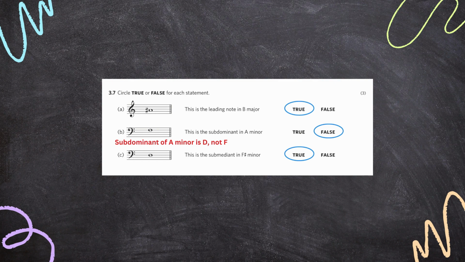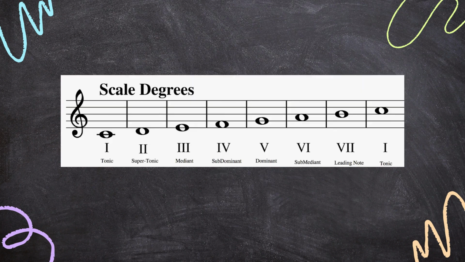The third one asks if D is the submediant in F sharp minor, which is true. Remember the name of each scale degree in this part, revise a little bit before the exam, and you will be able to get a full mark in this part easily.